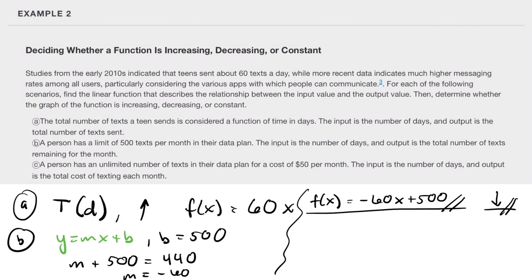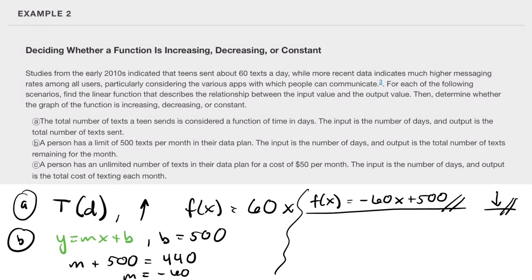At the start, when they first start their plan, or if it's been 0 days, they haven't sent any texts. So when x is 0, we get our desired 500. After 1 day, when x is 1, they've used the 60 texts for the day, so notice when we let x be 1, we get our desired result of 440. And when x is 2, now we're subtracting 120. So this function is behaving the way that we would like it to. I think we can be confident in this one. Again, this function has a negative slope, so we're going to go with that.